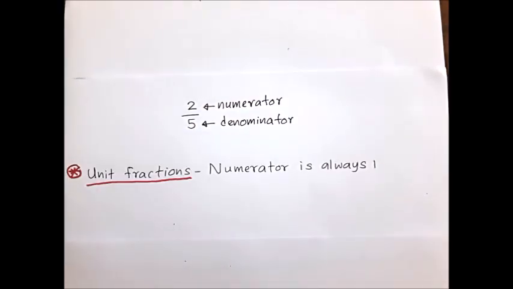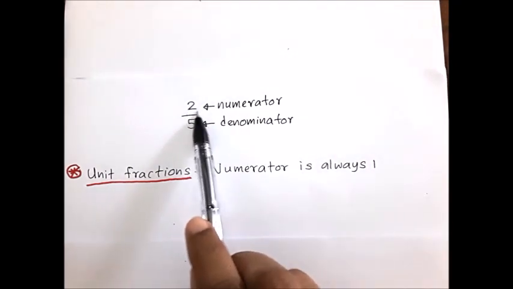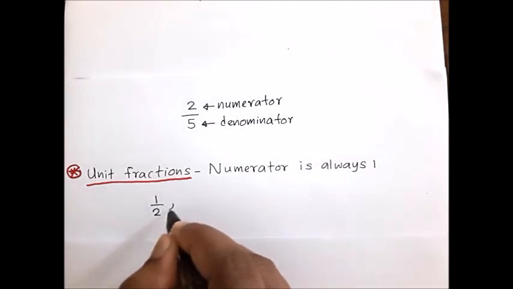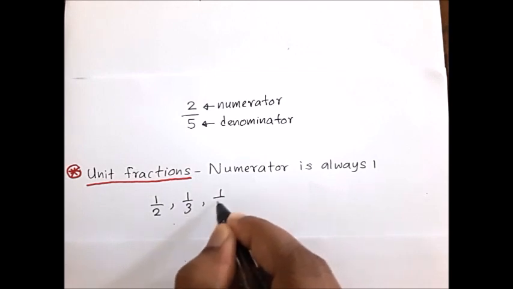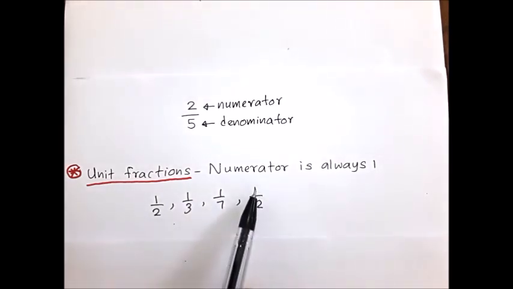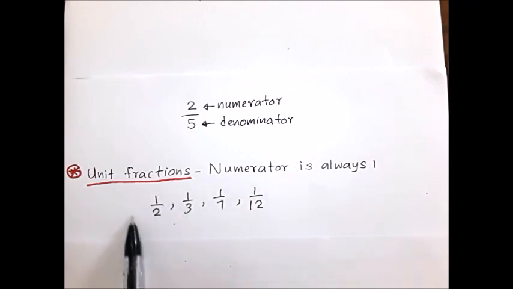Now you have to learn about several types of fractions. First one is unit fractions. In unit fractions, the numerator is always 1. If this numerator is 1, we call it a unit fraction. Examples: 1 over 2, 1 over 3, 1 over 7, 1 over 12. In all these fractions, the numerator is 1. So this type of fraction we call unit fractions.